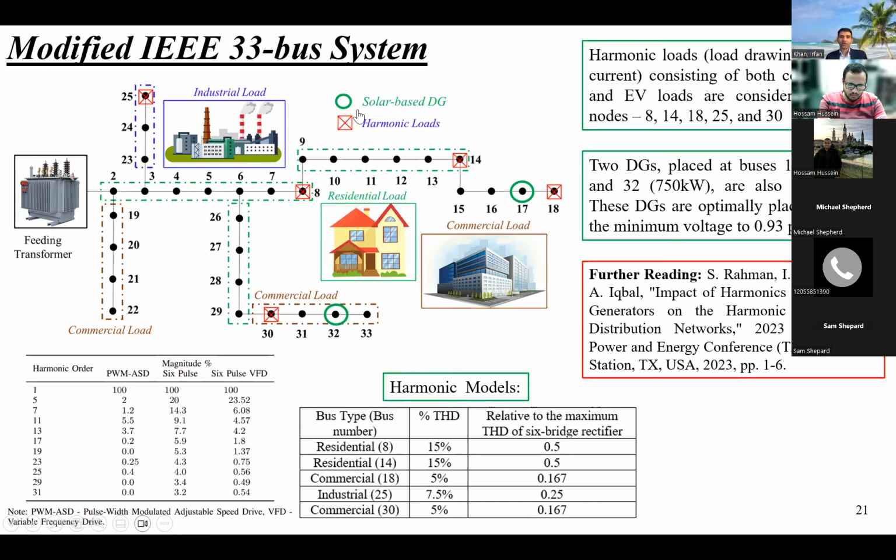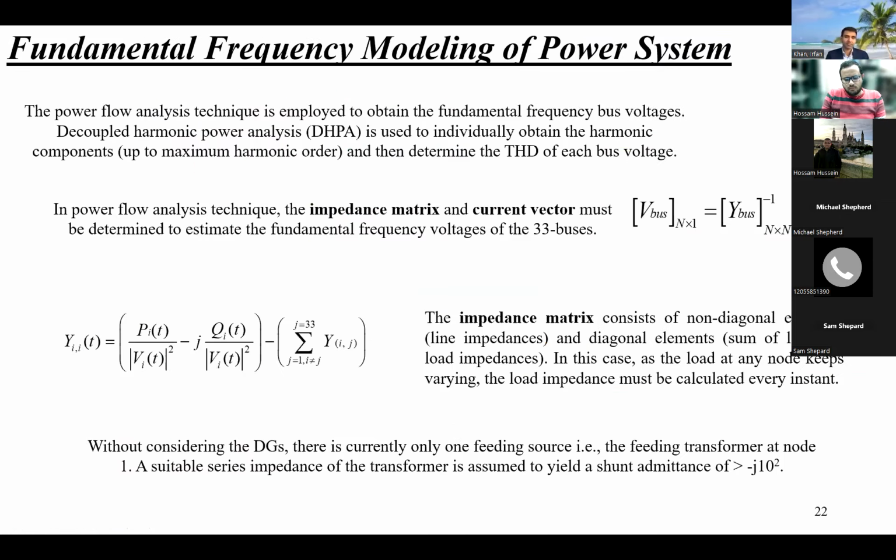Then we have solar based DGs, which are variable, so we are using type 2. The solar based DGs are connected at buses 33, 32, and 17, so two buses have DGs connected. Now we will see how the DGs and the interconnection of these non-linear harmonic loads, these power converters, contribute to the harmonic and voltage profile of the 33 bus system.